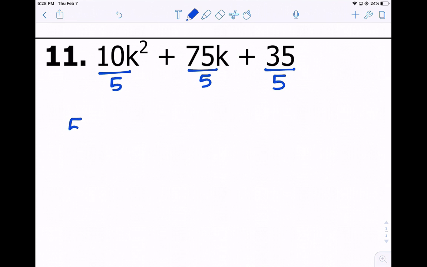So the 5 goes in the front, and then in parentheses, we put what's left over inside those. So 10 divided by 5 is going to be 2. We still have that k squared, plus 75 divided by 5 is 15, and we still have k, plus 35 divided by 5 is 7. So now at this point, we're going to factor this trinomial, and to factor our trinomial, we're going to use the tic-tac-toe method.